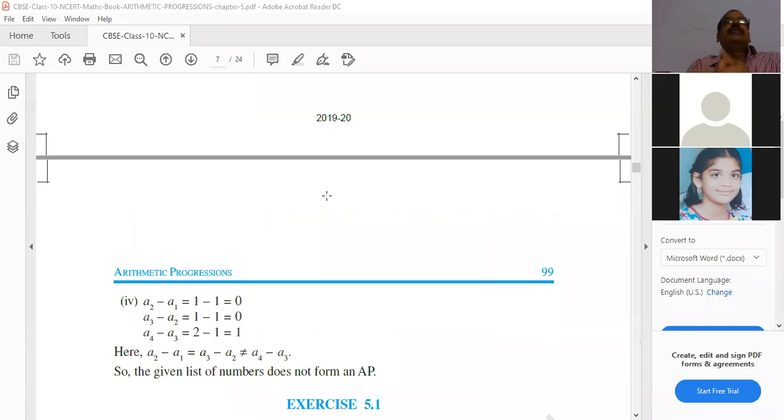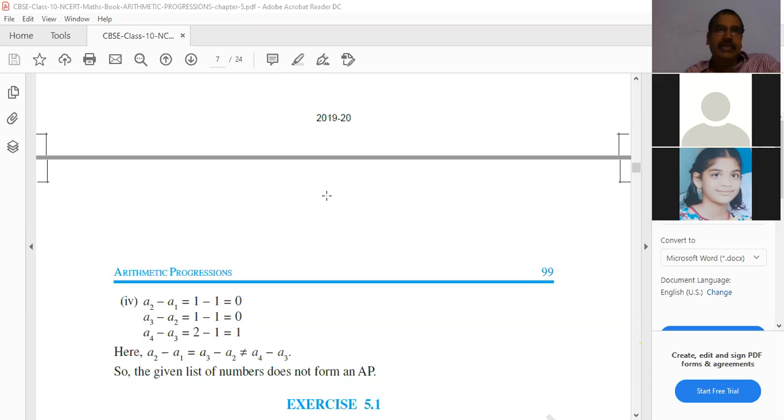The first term we call A1, the second term A2, the third term A3, and so on. The nth term you can say as An. The general form of an AP is A, A plus D, A plus 2D, A plus 3D, A plus 4D, and so on. The nth term is An equal to A plus (n minus 1) D. A means first term, D means common difference.